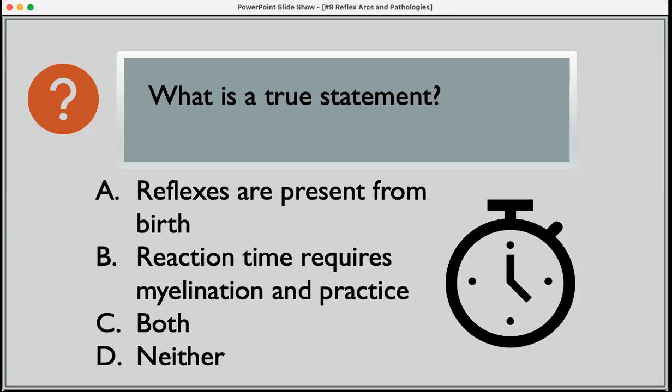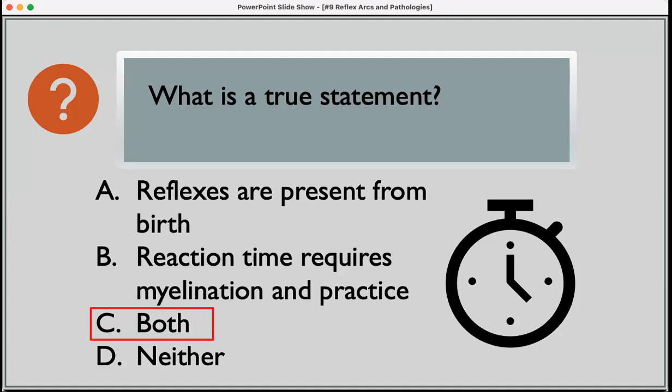First question, what is a true statement? A, reflexes are present from birth. B, reaction time requires myelination and practice. Both are true or neither are true? The answer is both are true. Your reflexes are present from birth.